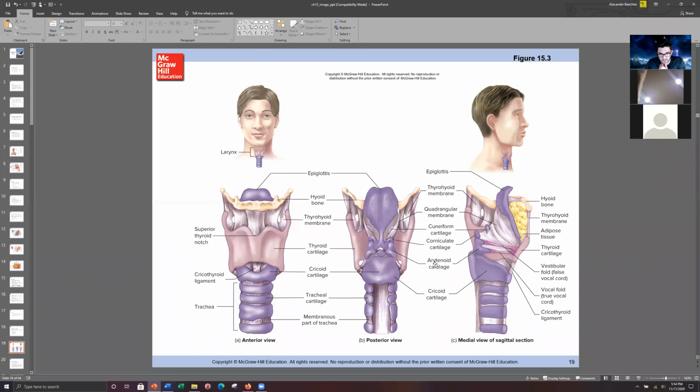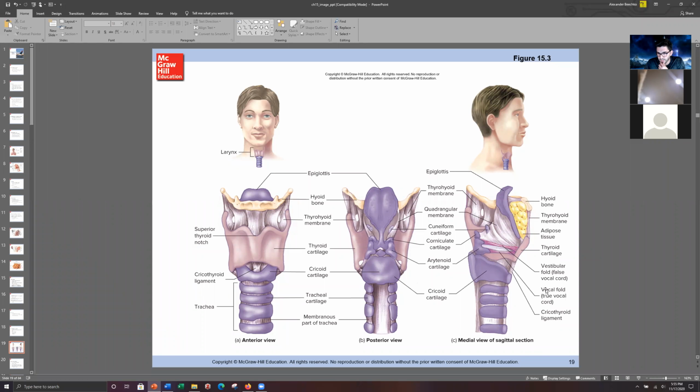Sorry, I kind of mess up on that one sometimes. Arytenoid cartilage. So corniculate and arytenoid cartilage, along with the cricoid cartilage, these are going to be the ones that contribute to sound production. So these are the ones that pull on and allow for reverberation of our vocal cords, both the true and false.